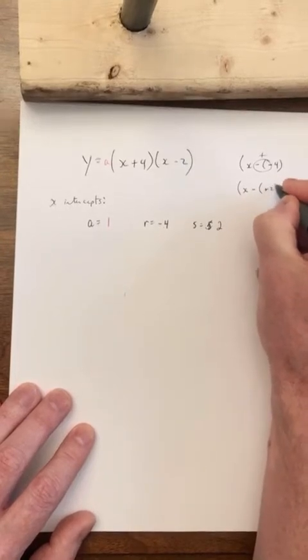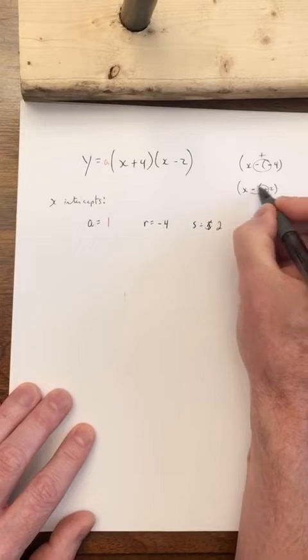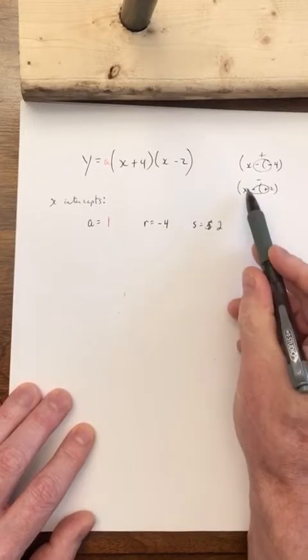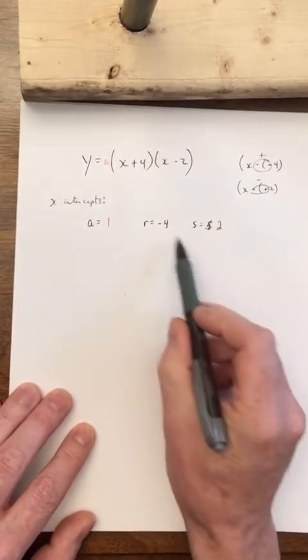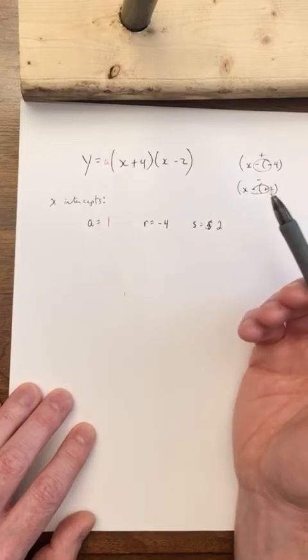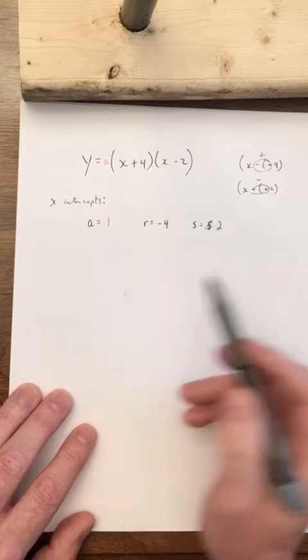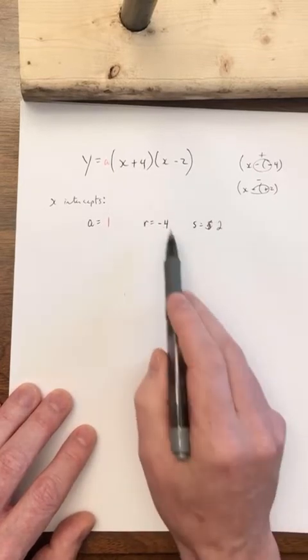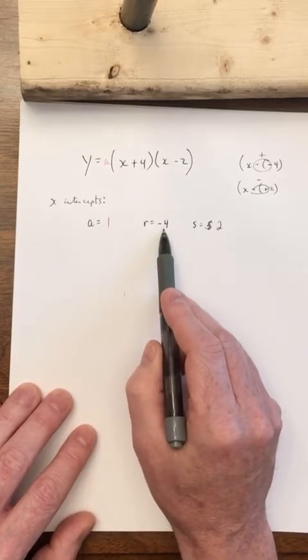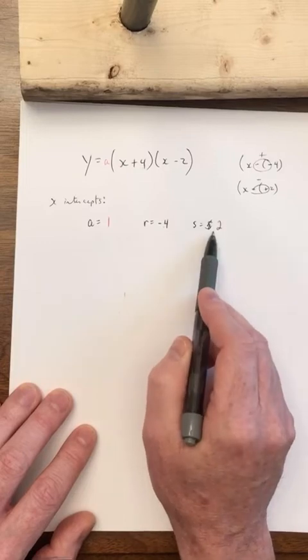X minus, if I put in a +2, it's going to appear as an x minus 2, hence the x minus 2. Make a long story short, these are going to be the opposite signs. So we know that our parabola is going to cross the x-axis at -4, and it's also going to cross at 2.